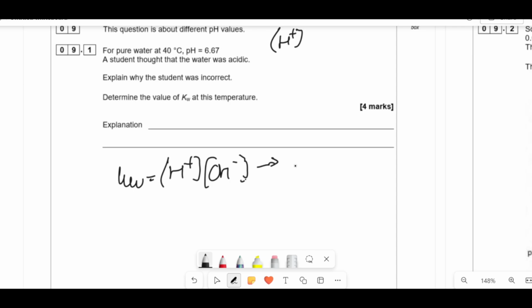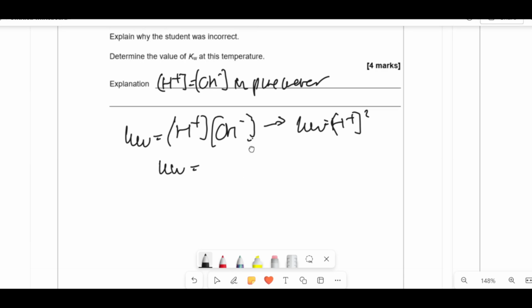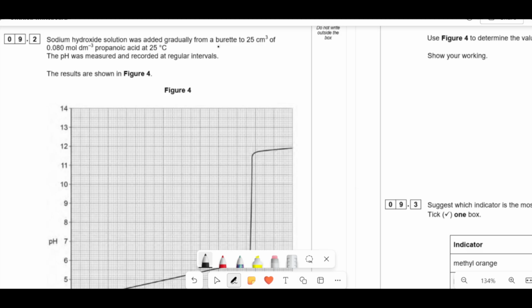So then it becomes Kw equals H+ squared, right? First of all, to deduce why they're incorrect, H+ equals OH- in pure water. And then it's asking you to work out Kw, so it would be Kw equals H+ squared. The pH they've told you, so it's going to be 10 to the minus 6.67 squared. If I do that, we get 4.57 times 10 to the minus 14. There you go.